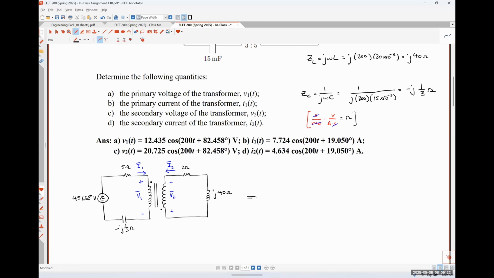So for this particular guy, I would simplify this first by saying, my 45 angle 35 is going to stay exactly the same. And then now I'm just going to put this together and call this 5 minus J 1/3 of an ohm. So that's just me recognizing that that resistor and that capacitor are connected in series, and so I can just lump those impedances together, okay?